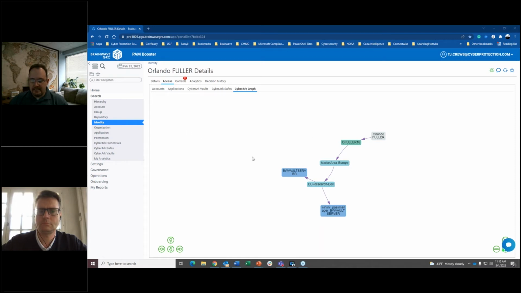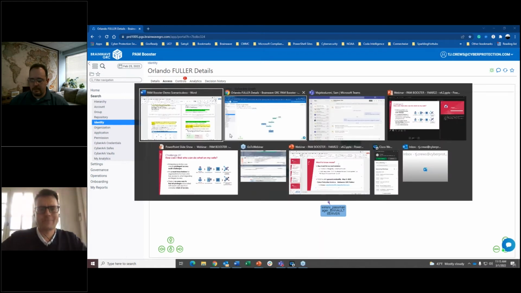This access shows how he ended up there, but there is also a way to identify, at the particular safe level, who has access to what, and then assign just that safe owner those rights to view it within PAM Booster. So there's a lot of opportunity there to keep least privilege at the top of your list. Good question, though. I appreciate you asking.